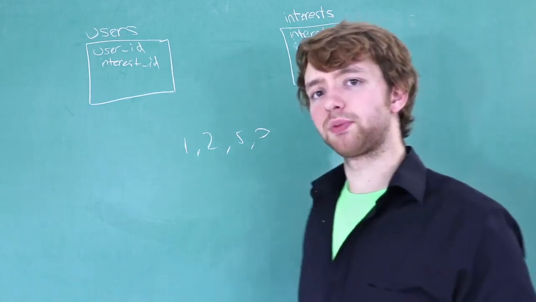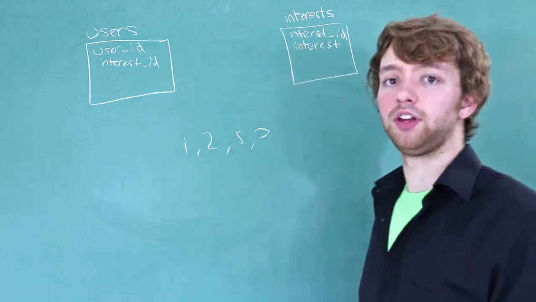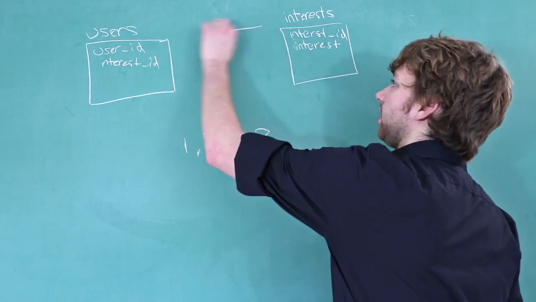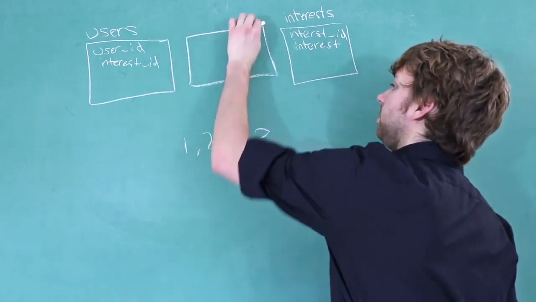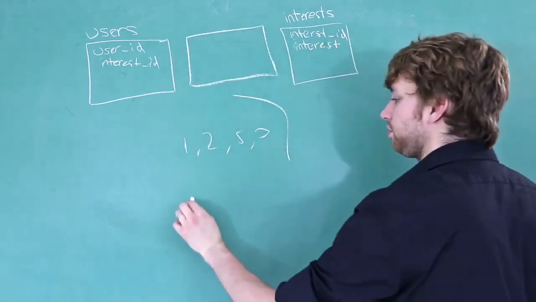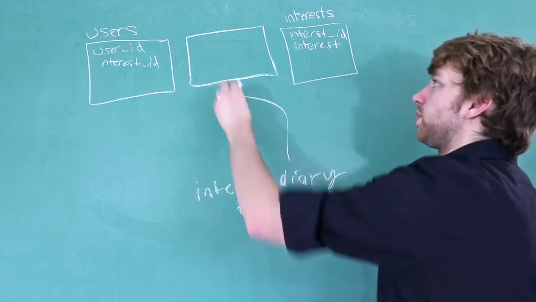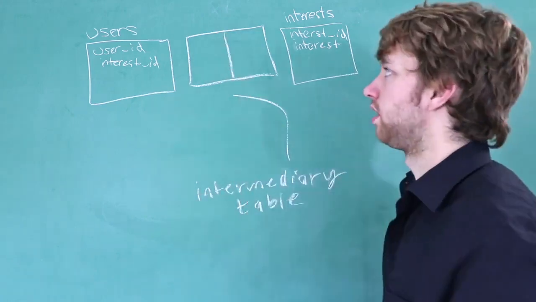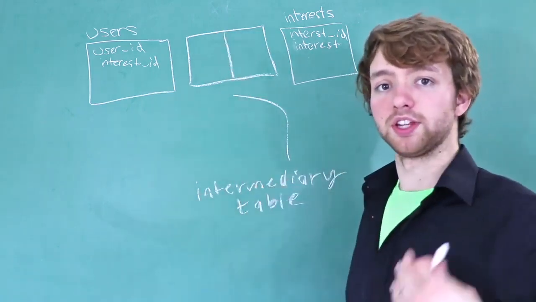So how do we get around this problem? Well, this is where the third table comes in. We're actually going to make a table that goes in between these two, and this is known as the intermediary table. This is going to have at least 2 columns, and these columns are going to represent the parent.